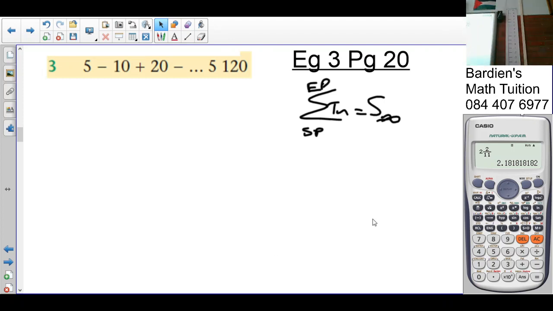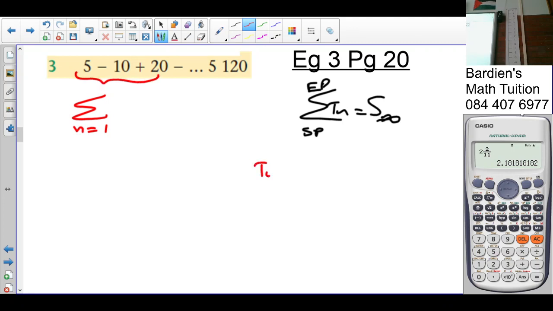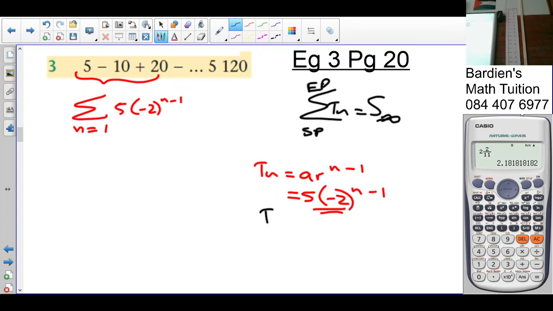So again, we start off with the first term, n is equal to 1. That's the first 3 terms, so what's my general term? Tn is equal to ar to the n minus 1. What's your a value? 5. Your r value? Negative 2. So it's 5 into negative 2 to the n minus 1. People, that will never multiply. So now we say that Tn is equal to 5120.